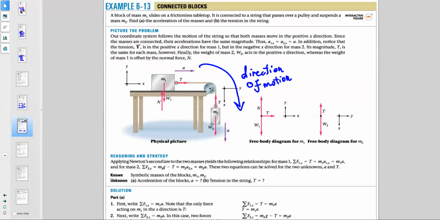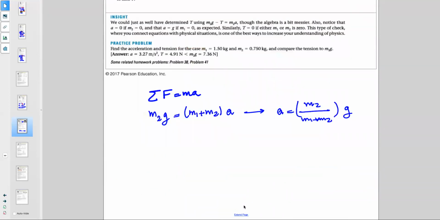And then if you want to find the tension, you have to write Newton's second law for one of these objects. For example, let's write it down for this one. Doesn't matter, you can write it for that one as well. So for M2, I have W2 down, or M2G down. I am writing sigma F equals MA for M2. W2 or M2G minus T, which is up, equals M2A.